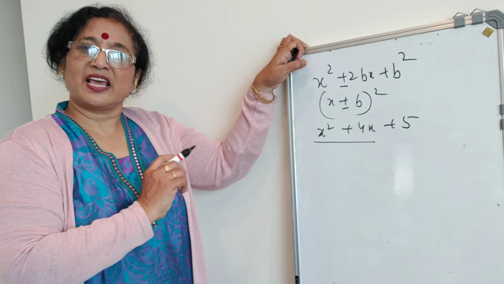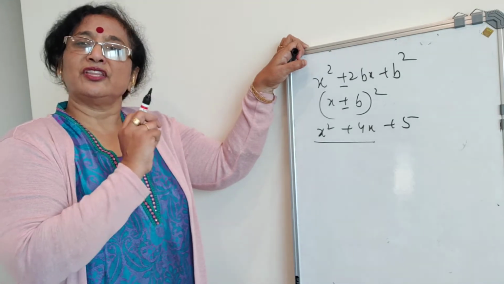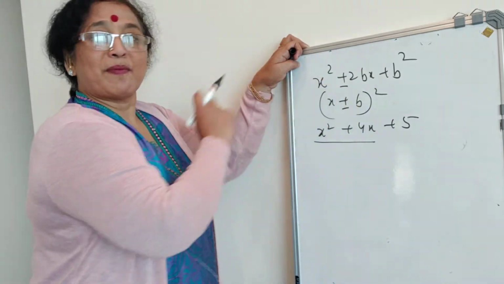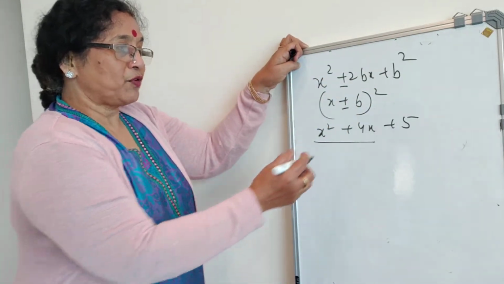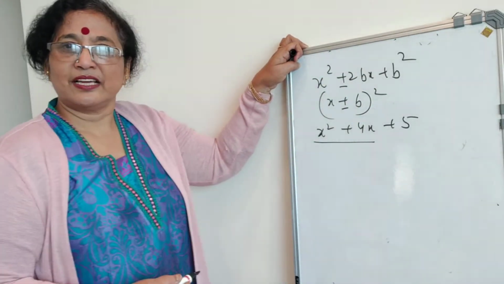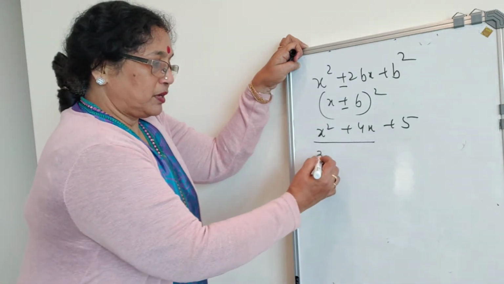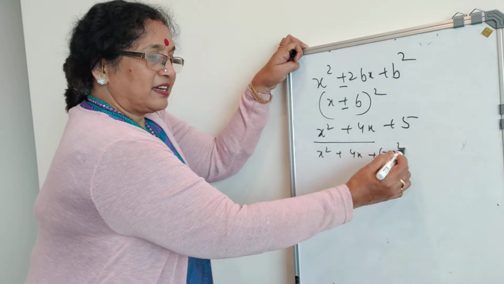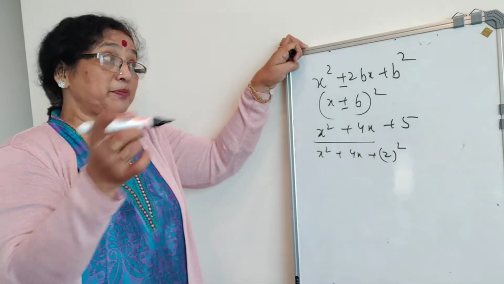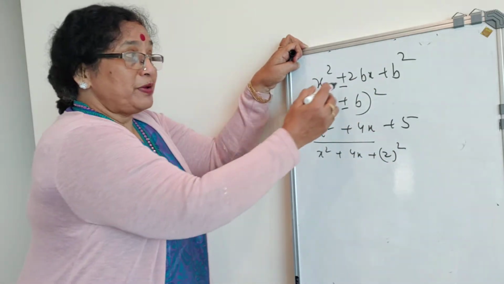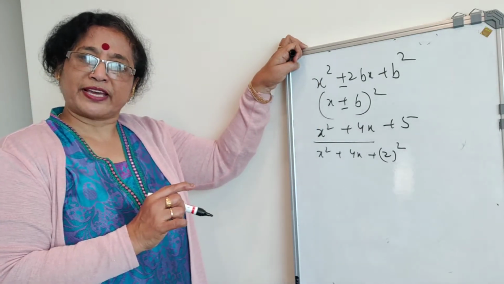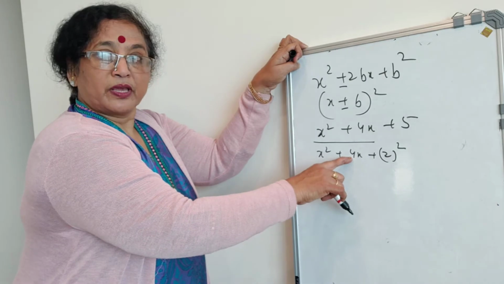Don't touch the constant. And the second condition is the coefficient of x square should be 1, because we are bringing it into this format, right? So therefore, this is 2bx. So what is half of 4? We take 4x, half of 4 is 2, add its square, that means we are adding b square. 2b is the coefficient of x. So we are taking half of the coefficient of x, which is 2, okay?